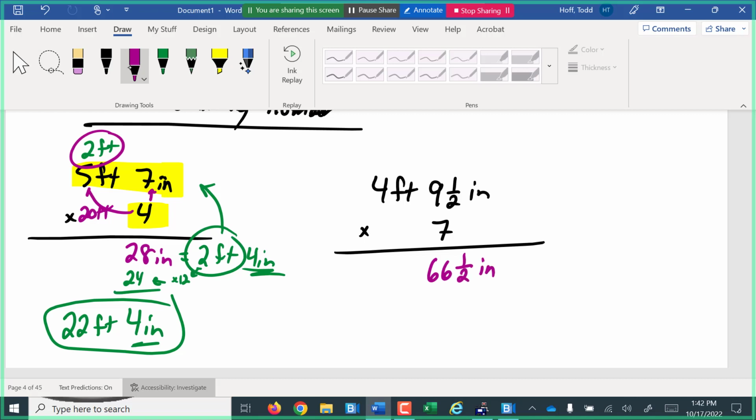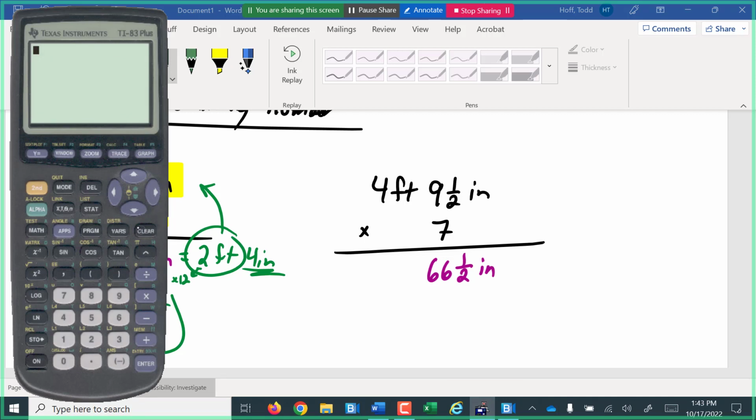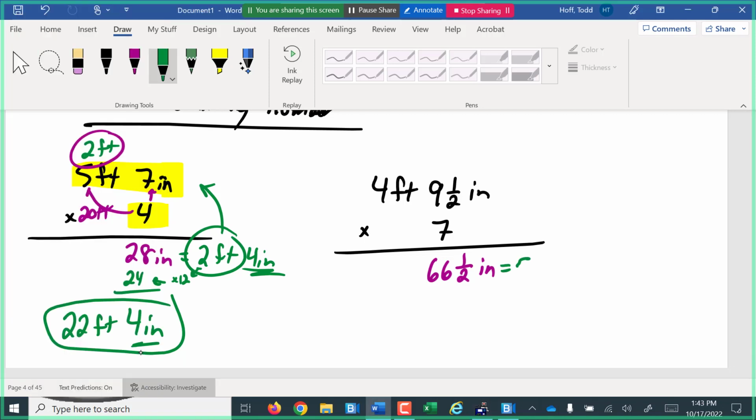Did you get 66.5? 66 1/2. So that's bigger than a foot, bigger than a couple of feet. How many feet do we get out of there? Well, if you're using your calculator, we did the 9 1/2 times 7, gave us the 66 1/2 or 66.5. We just do divided by 12, gives us 5 point whatever. So that tells us we can get 5 feet out of here.